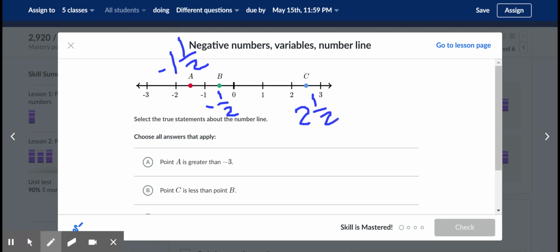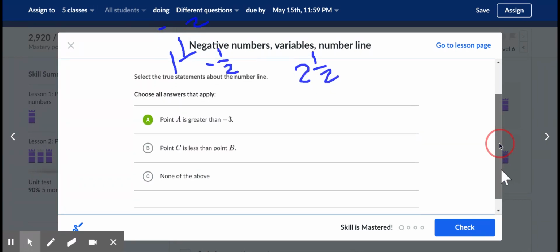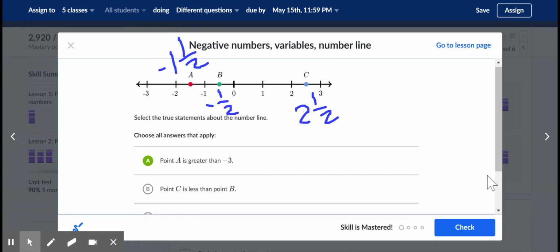So if we're going to choose all of the true statements, we're going to go through each of them. First, it says point A is greater than -3. -3 is lower toward the left, so that's actually a true statement. It says C is less than point B, but C is in the positives and B is in the negatives, so that can't be true. And then obviously none of the above would not be correct. So it should just be A, and that is good.